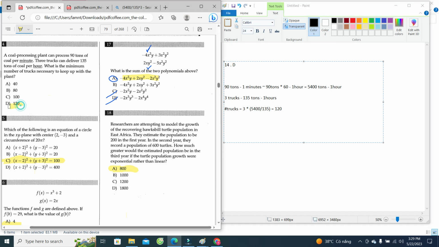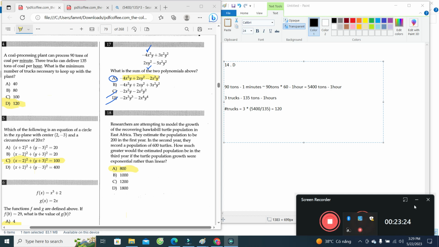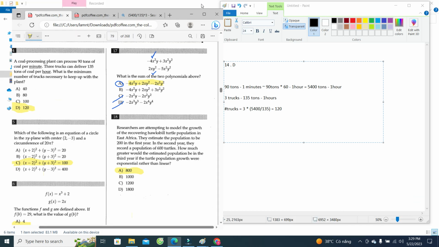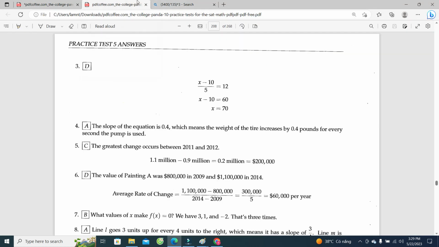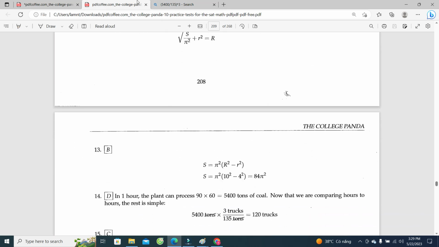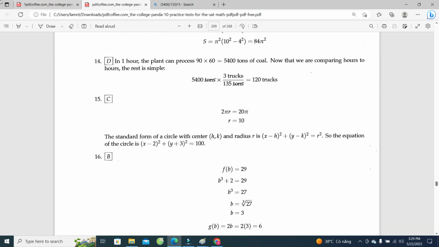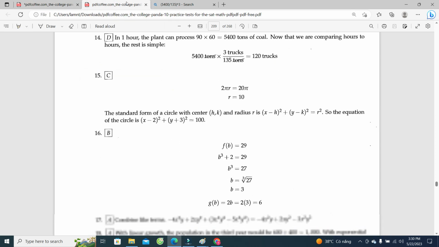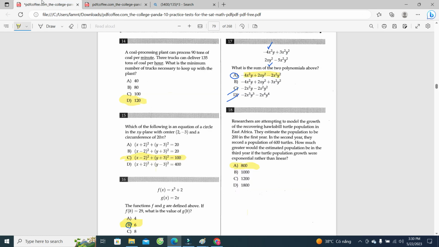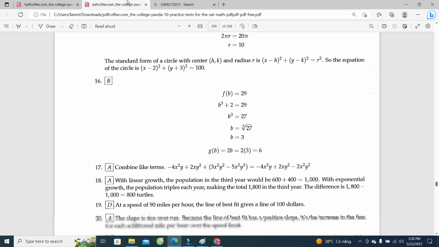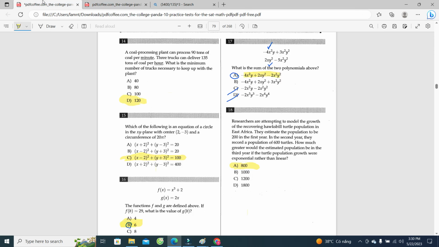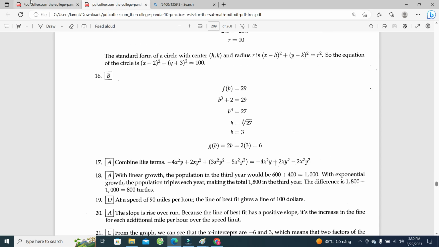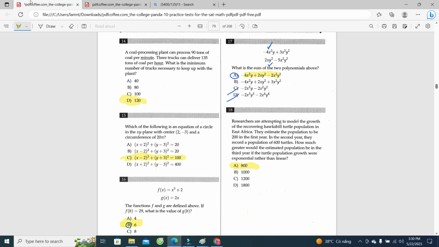So let's check it out. 14 is D, 120, okay. 15 is C, alright. 16 is B. Okay. 17 is A, and 18 is A. So everything is correct. So that's enough for this session.